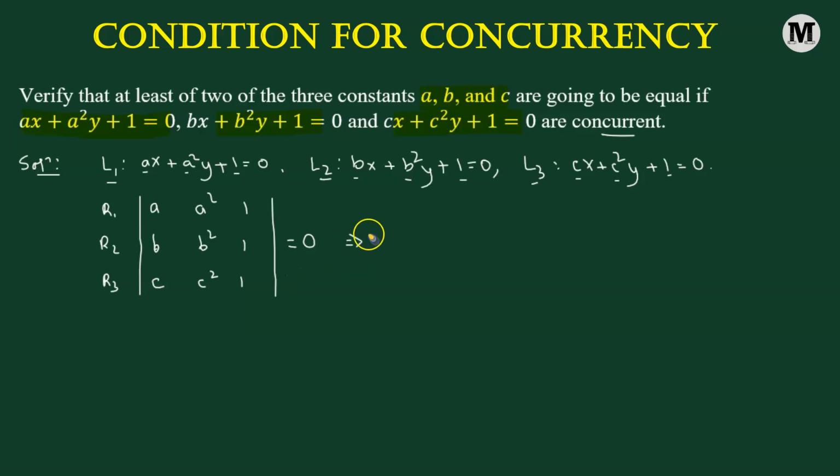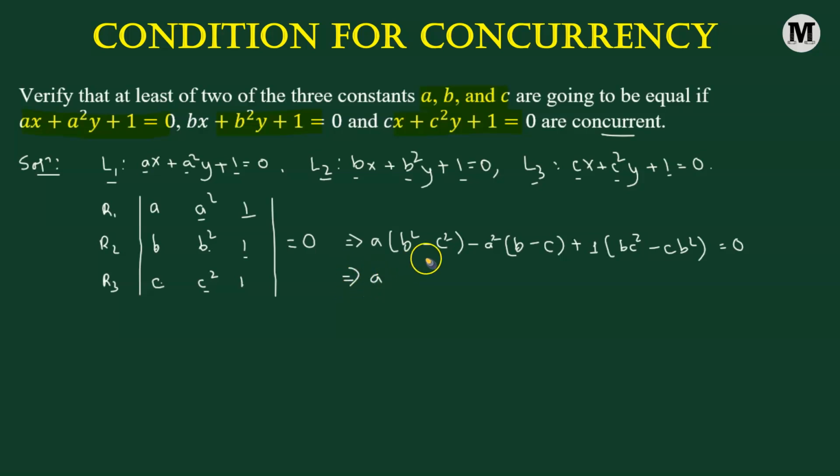Now what we'll do, we're going to expand it along the first row. So we have a multiplied by b² times 1, that's b², minus c² times 1, so that's c². Then we have negative, then we consider this element a². A² is going to get multiplied by b times 1, so that's b, minus c times 1, so that's c. Added to the element in the first row, third column, so that's 1. 1 is going to get multiplied by b times c², so that makes it bc², minus c times b², so that's cb². This is going to be equal to 0.